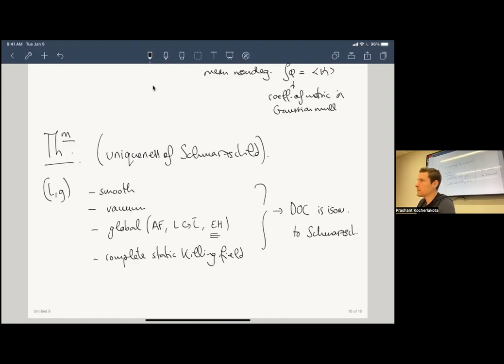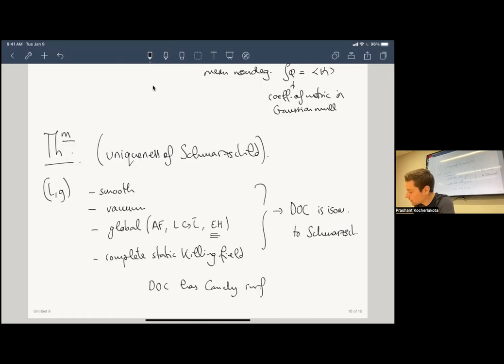But even if I didn't assume specifically an event horizon, I'm assuming that the domain of outer communication is globally hyperbolic. This is being assumed all the time. Otherwise, none of these theorems make sense. You can't prove any of these theorems. So the domain has a Cauchy surface.